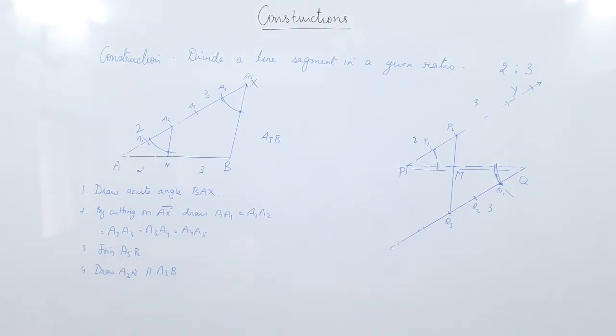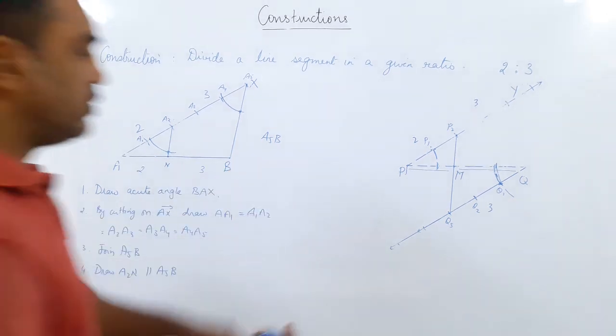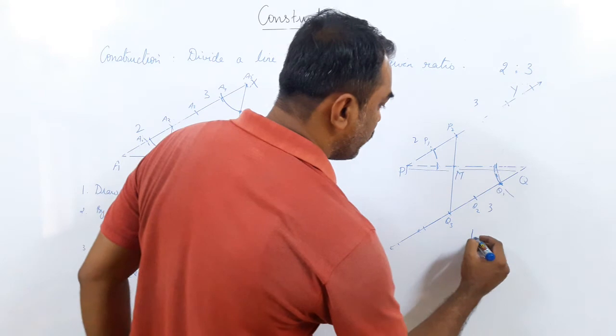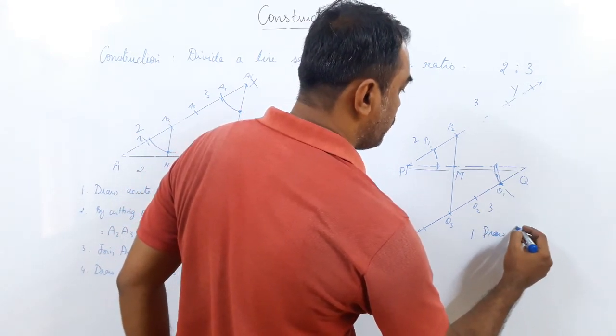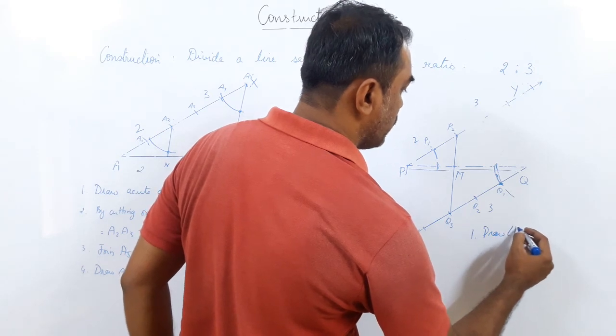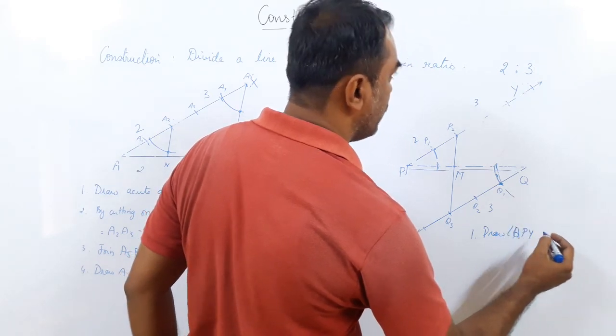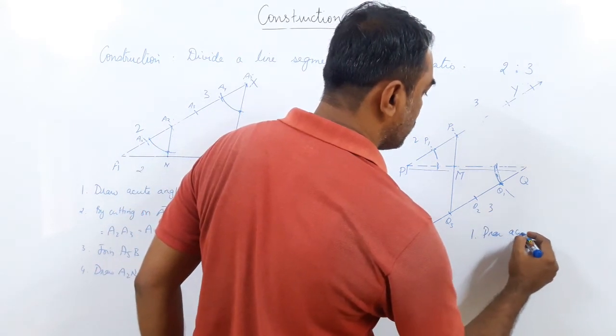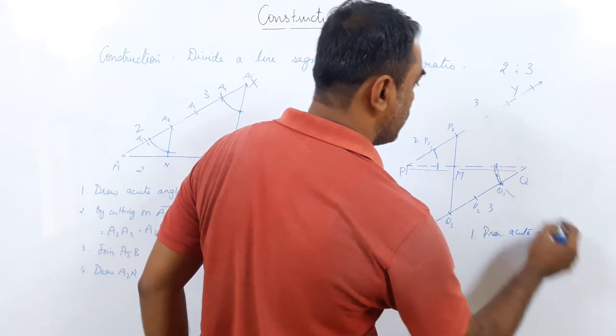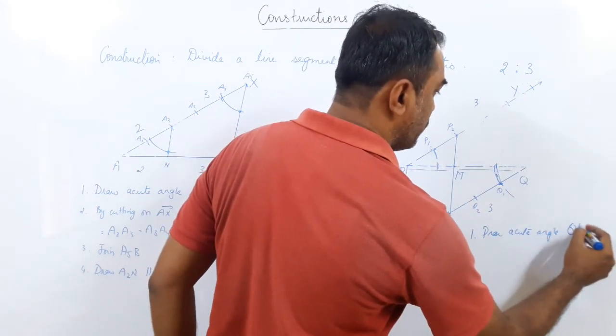Is it clear? So just by following these 4 steps, we got the line segment cut into the ratio 2:3. What are the steps of construction here? The steps of construction will be: Step 1. Draw angle QPY, or draw acute angle QPY. So we draw QPY.